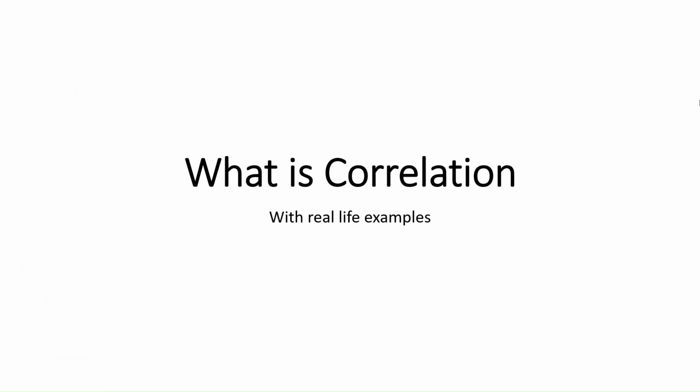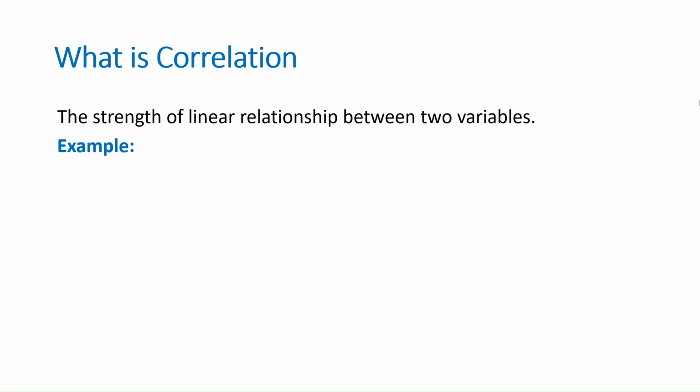So today we are going to learn what is correlation with some real life examples. Correlation is basically a statistical measure that tells us about the relationship between two variables, and it specifically focuses on the linear relationship. If two variables are linearly related, that means they are correlated. And the measure of correlation gives us the idea of how much linearity there is in their relationship. So that is basically the correlation.